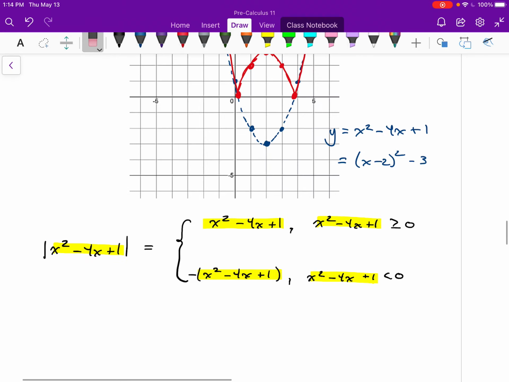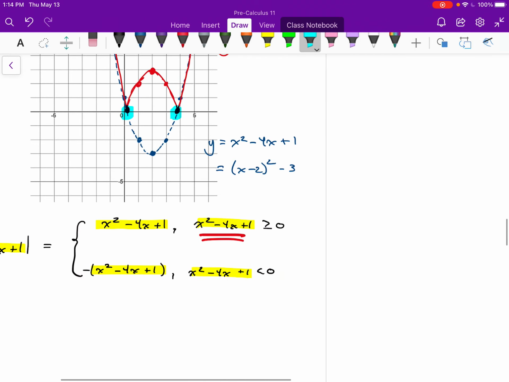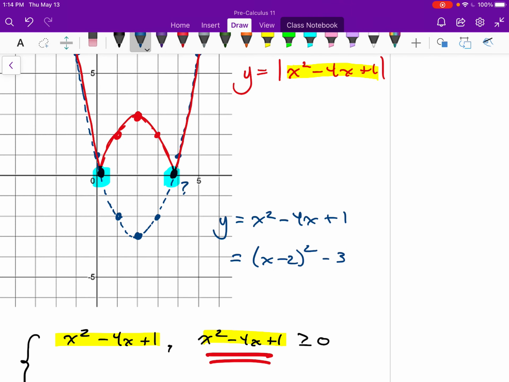However, I'm really trying to realize, for both of these, I really need to figure out when x squared minus 4x plus 1 equals 0. Once I know when x squared minus 4x plus 1 equals 0, then it's pretty quick for me to determine where it's greater than or less than 0. And determining where x squared minus 4x plus 1 equals 0 is the same as finding its x-intercepts, which I can see roughly are right there. But they're not whole numbers, so I don't know exactly where they are. So really, most of my work is to figure out where these x-intercepts are. That tells me where x squared minus 4x plus 1 equals 0 exactly.